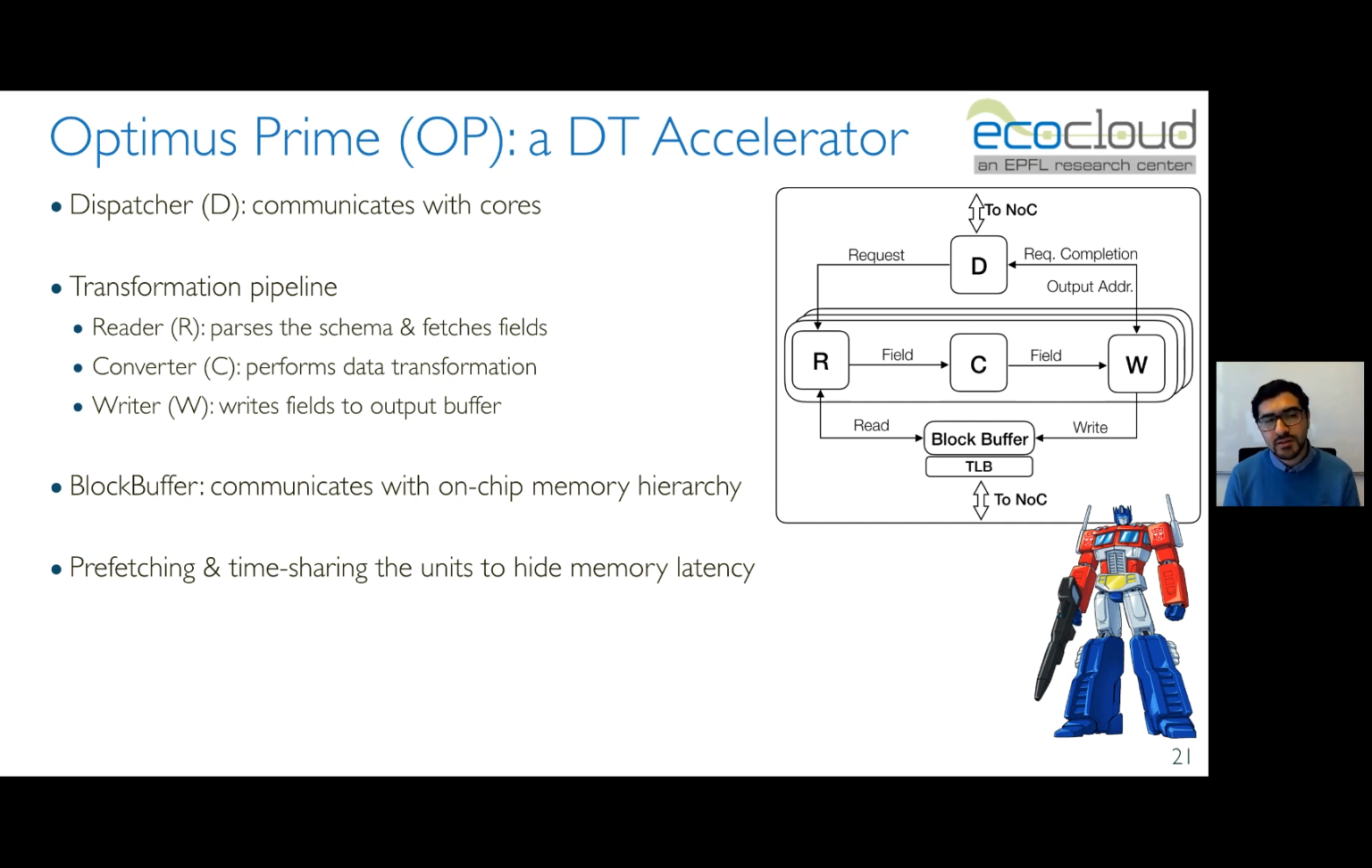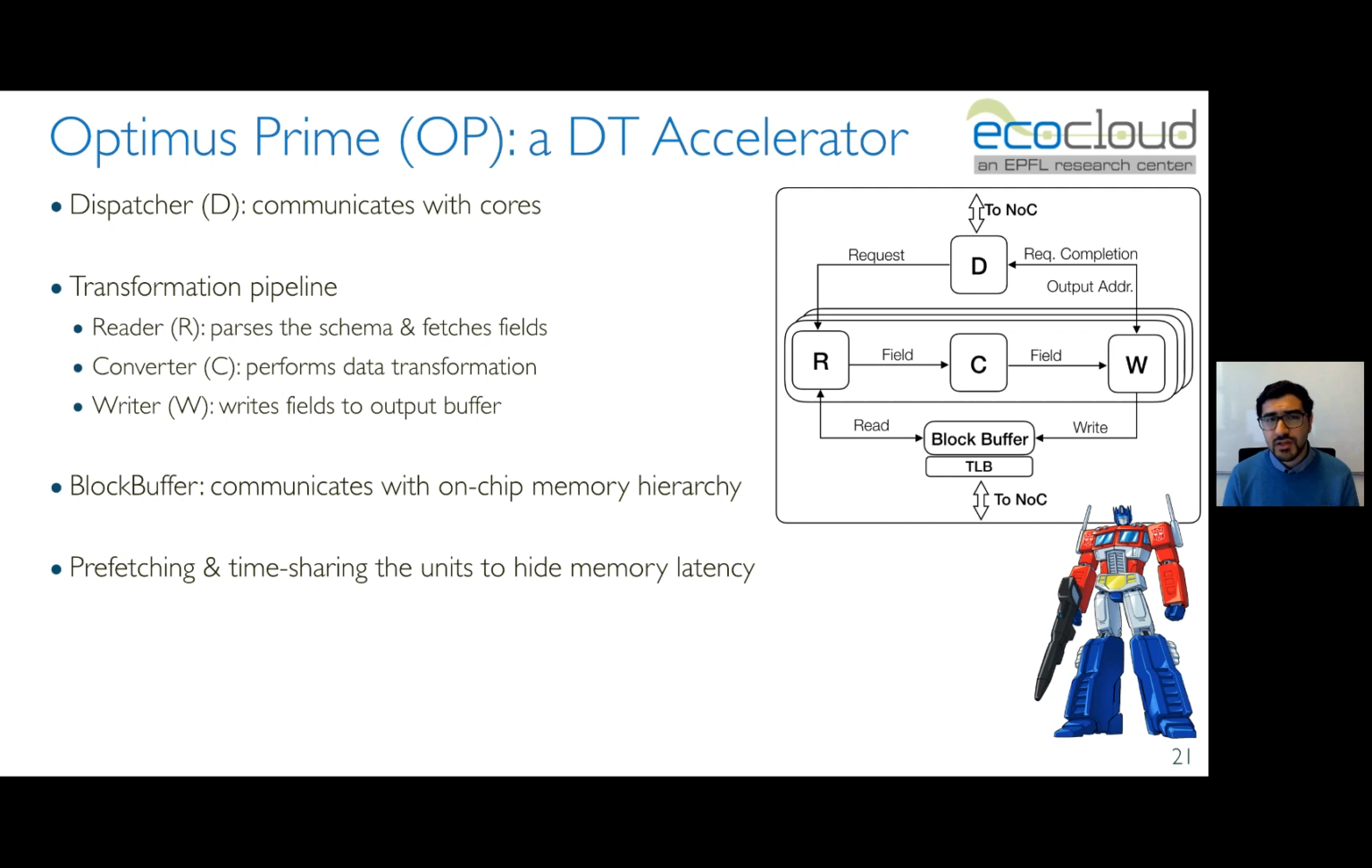So here is our implemented DT Accelerator, Optimus Prime, or OP for short. It has a dispatcher, and as you can see in the figure, this dispatcher is in charge of the communication with the cores and keeps track of the requests. It can have one or more transformation pipelines, each including a reader, a converter, and a writer. The reader of the transformation pipeline parses the schema, fetches fields, and passes them to the converter. Then the converter is the one that performs the actual data transformation.